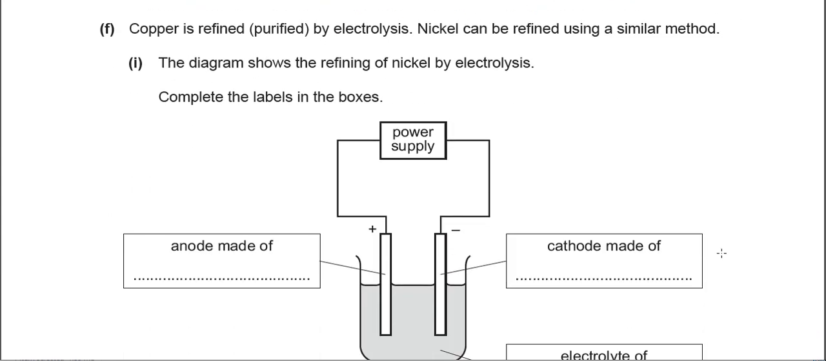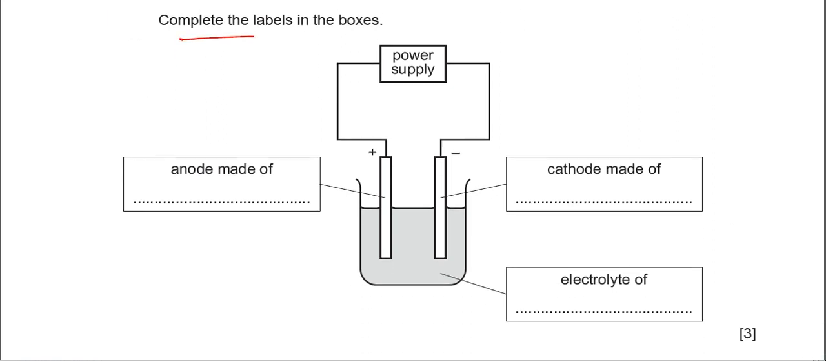Next, he says copper is refined, meaning purified, by electrolysis. Nickel can be refined using a similar method. The diagram shows the refining of nickel by electrolysis. Complete the label boxes. So how are we going to say, whenever we are doing purification through electrolysis, we always take the impure form of the metal as anode. So we can say anode is made of impure nickel, whereas we take the pure form of the metal as cathode. So we can say cathode made of pure nickel. And we take the aqueous solution of the same metal which is at the anode, so we can say electrolyte of nickel nitrate.